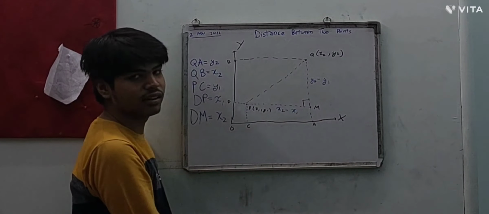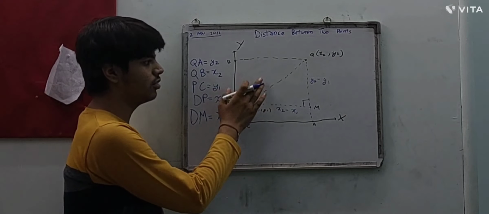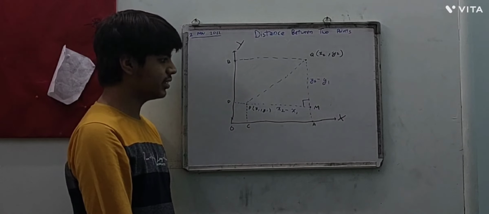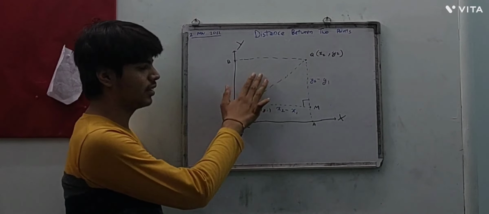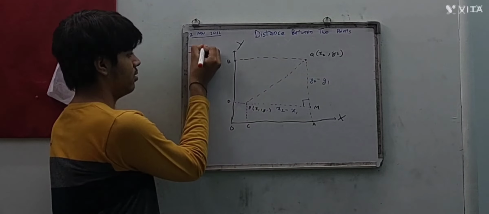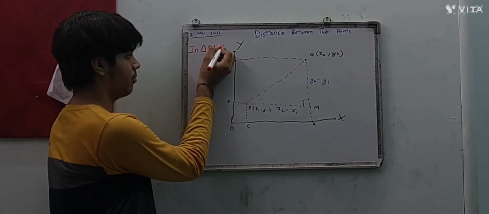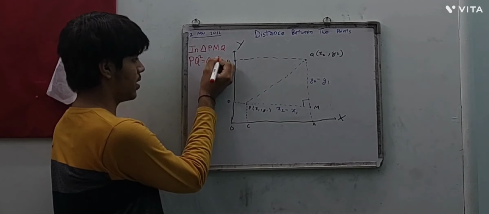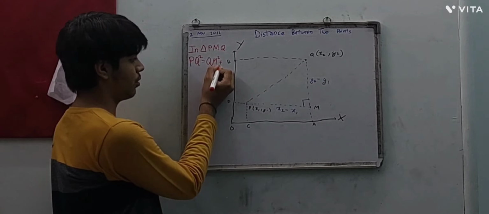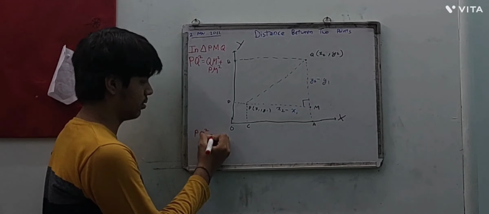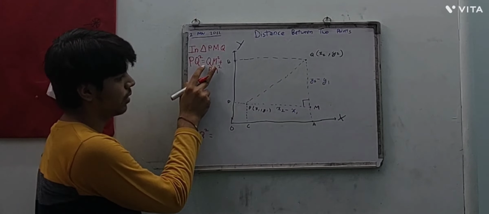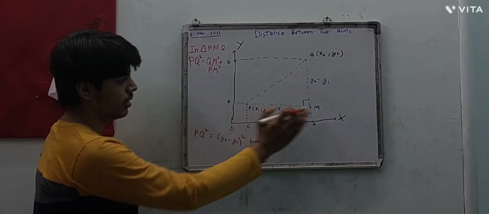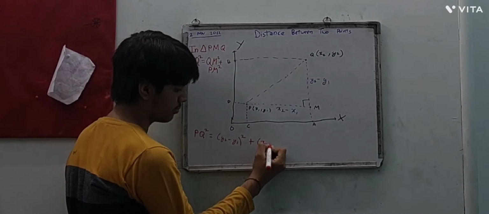Now we know the two sides of our right triangle, so we can use the Pythagoras theorem to find the third side of the right triangle. Last step, which is to find the length of our hypotenuse. So in triangle PMQ, PQ square is equal to QM square plus PM square. PQ square is equal to, now we know the length of QM, which is y2 minus y1, and we also know the length of PM, which is x2 minus x1.